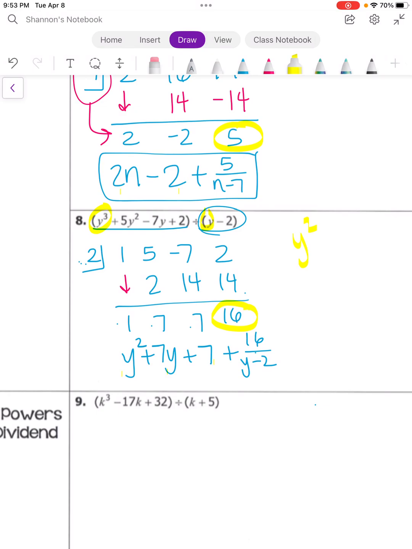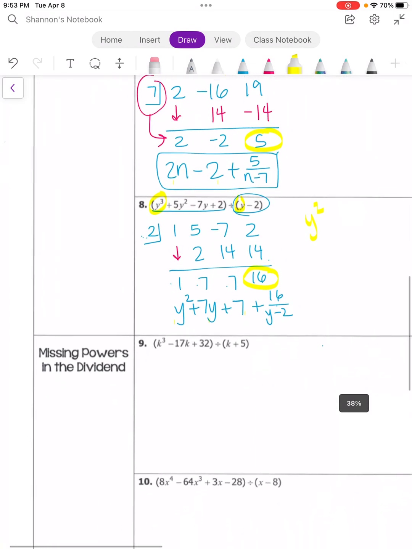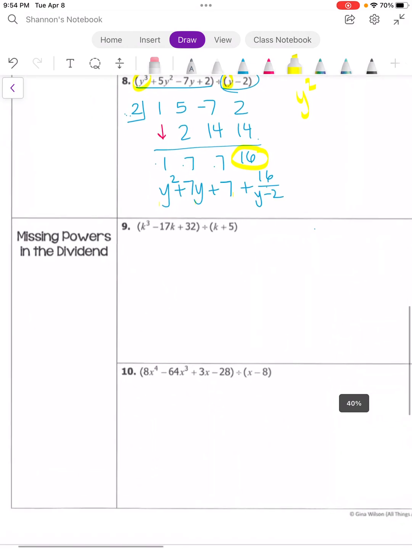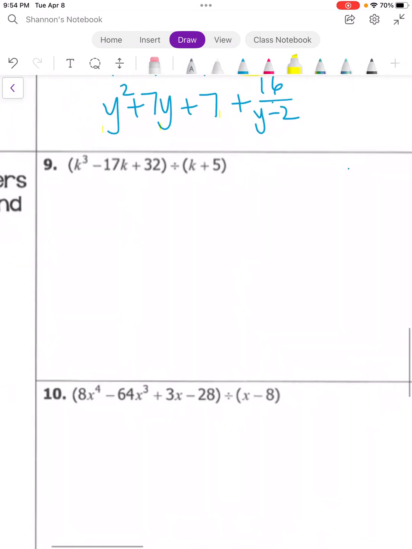Sometimes you're asked to divide problems that are missing terms. So when I look at this number 9 here, I see that I have k cubed, and then I have minus 17k. I'm missing the k squared. You have to account for that. So this is really k cubed plus 0k squared minus 17k plus 32. Everything else is the exact same. You just have to remember to put that 0 in.